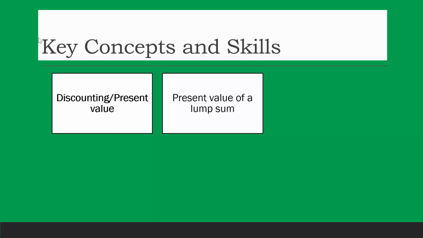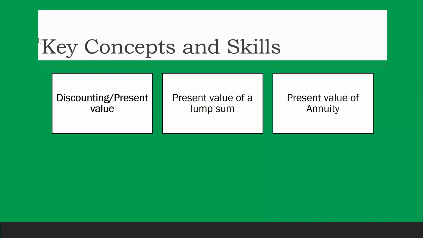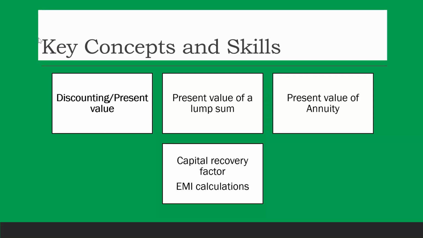Then present value of a lump sum. So this is what I've talked about, that you're going to receive, say, 10 lakh rupees or 15 lakh rupees after 10 years. So what is the value today if it is given to you? So present value of an annuity. Again, suppose you are going to receive, say, 1 lakh rupees per annum for the next 5 years. So you want to know what is the value today. If I receive all this money in one lump sum today, what should be the value? Okay. So present value of an annuity. So we are going to understand all these concepts and do a lot of questions on that.